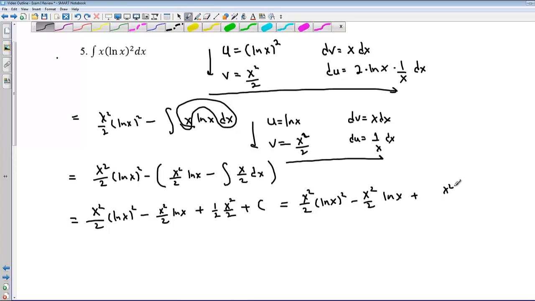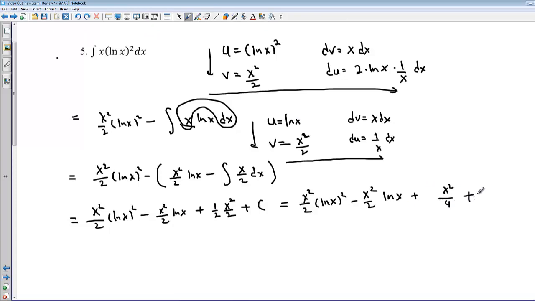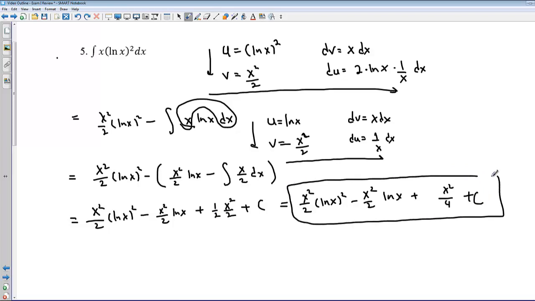So divided by 4. Right, because 2 times 2 is 4, and then plus c. And you can actually, if you want, just leave your answer like this. I was looking at it, and they all have x squareds in common, and divided by 2's. You could probably factor those out if you really wanted to.